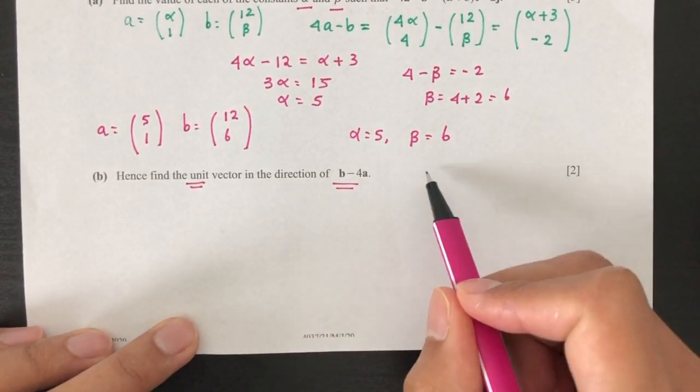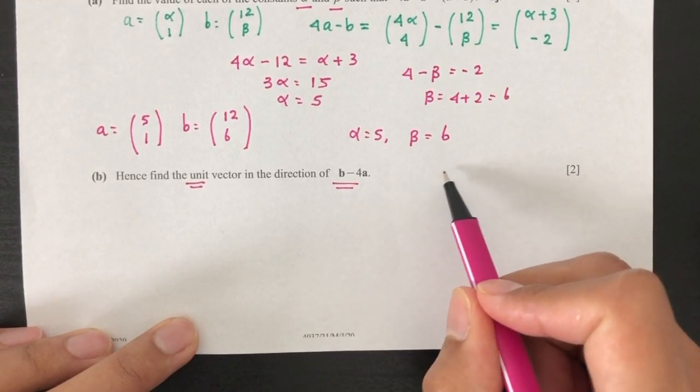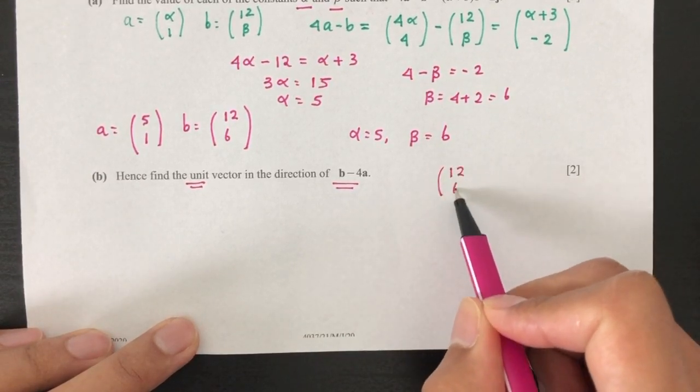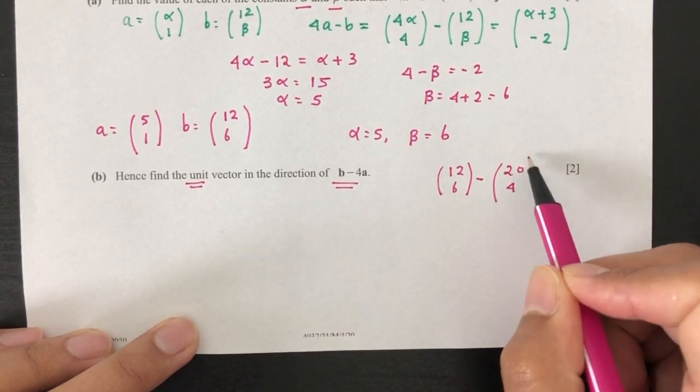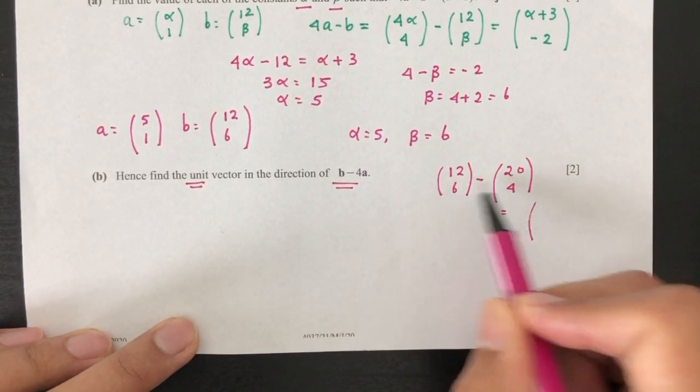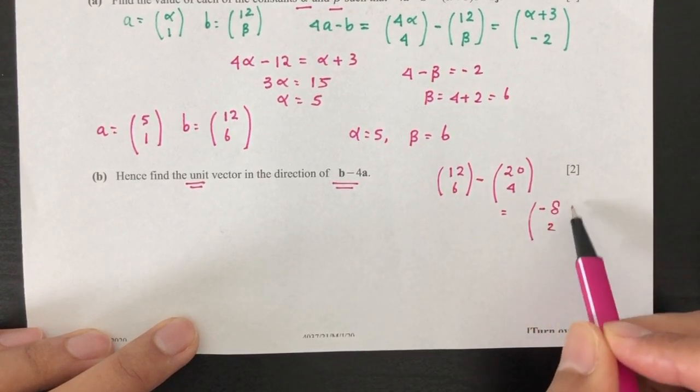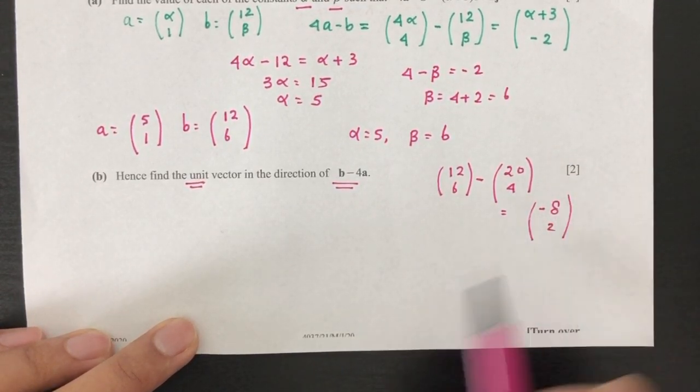So let's find that first. What is B minus 4A? B will be 12, 6, minus 4 times A, which will be 20, 4. That will be equal to minus 8, and that will be 2. So find your unit vector in this direction.